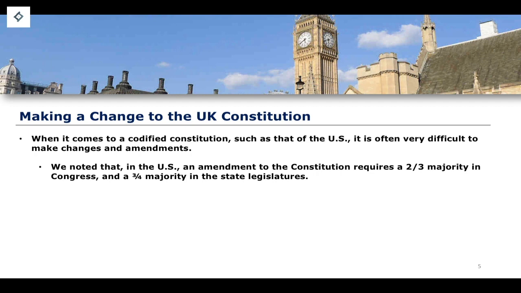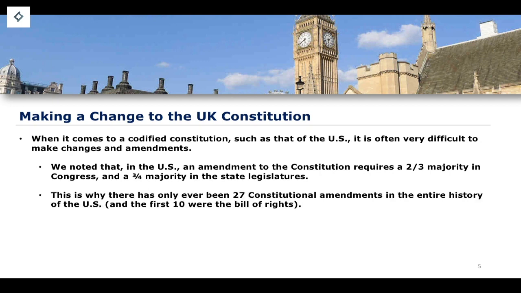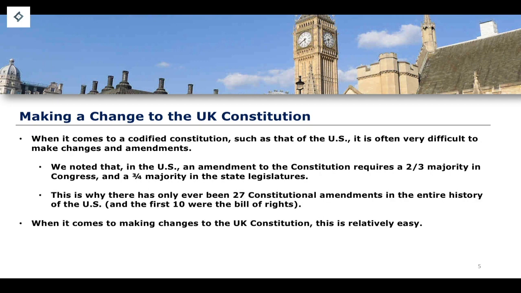This is why we say and suggest that the US's Constitution is entrenched and it is very rigid. It is often very difficult to change. Hence why there has only ever been 27 amendments, and in fact there's only ever been 17 amendments after the Bill of Rights. Well, when it comes to the UK's constitution, making a change is very, very easy.